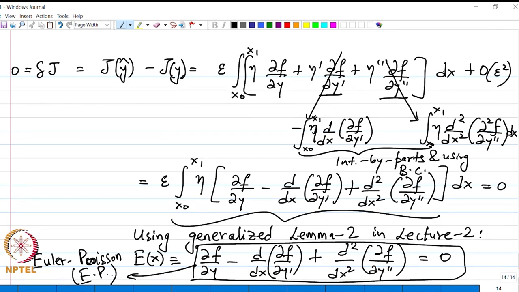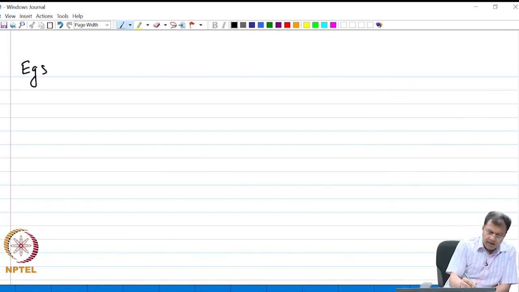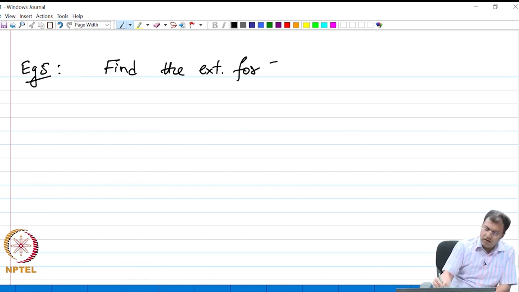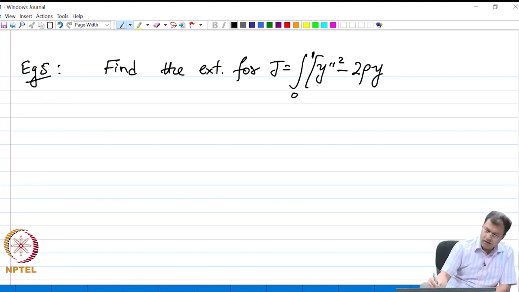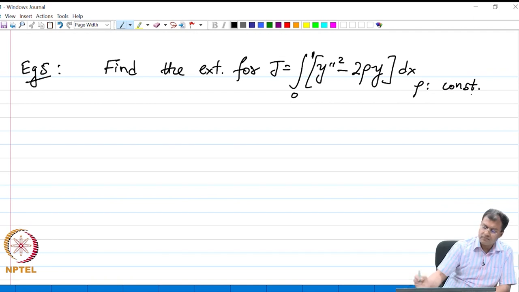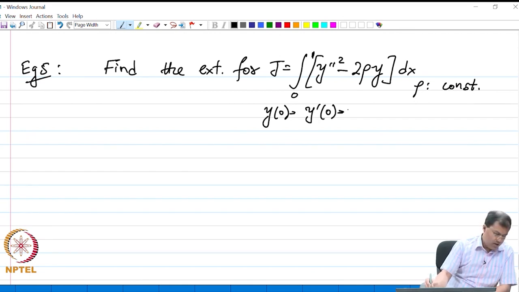Okay. So, let us look at an example in this situation. I am given, and I am asked to find the extremal for J, which is given by the integral from 0 to 1 of y double prime squared minus 2 rho y dx, where rho is a constant, and y of 0 is equal to y prime of 0 is equal to y of 1, right. So, these are my boundary conditions, is equal to y prime of 1 is equal to 1.